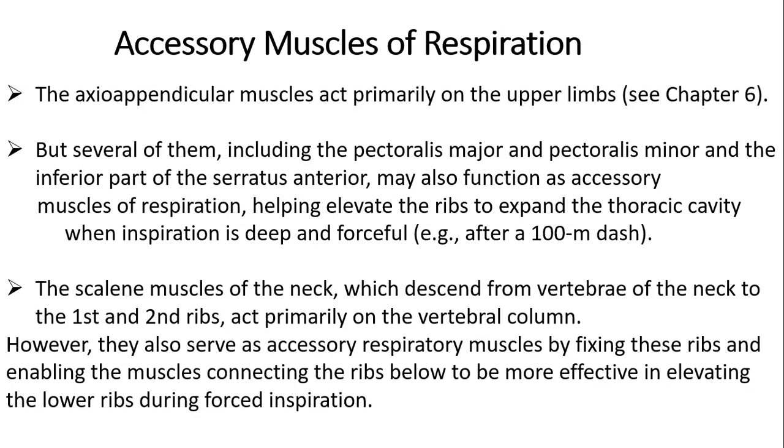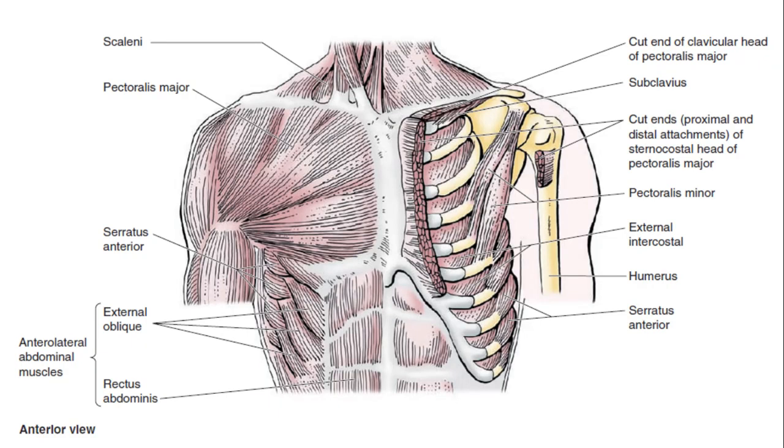Similarly, the scalene muscles, which are actually muscles of the neck, descend from the vertebrae to the first and second rib. They are primarily muscles of the vertebral column. But during forceful inspiration and expiration, they help in fixing the first and second rib. Now here we see the accessory muscles of respiration: the scalene muscles, pec major, pec minor, serratus anterior. Along with that, there are muscles of the abdomen which are also attached to the ribs, that is the rectus abdominis and external oblique, which also help in fixing the rib during forceful inspiration and expiration.